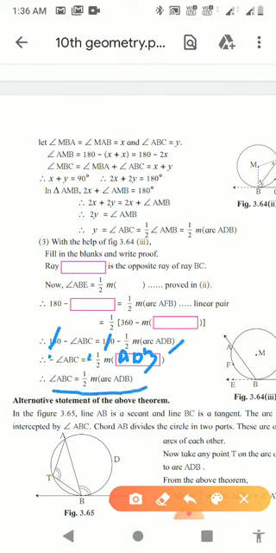Now according to the converse, a line is drawn from one end point of the chord of a circle, and if the angle between the chord and the line is half the measure of the arc intercepted by that particular angle, then that line is a tangent to the circle. Okay, so we can also see this converse is completely opposite part of the previous theorem.